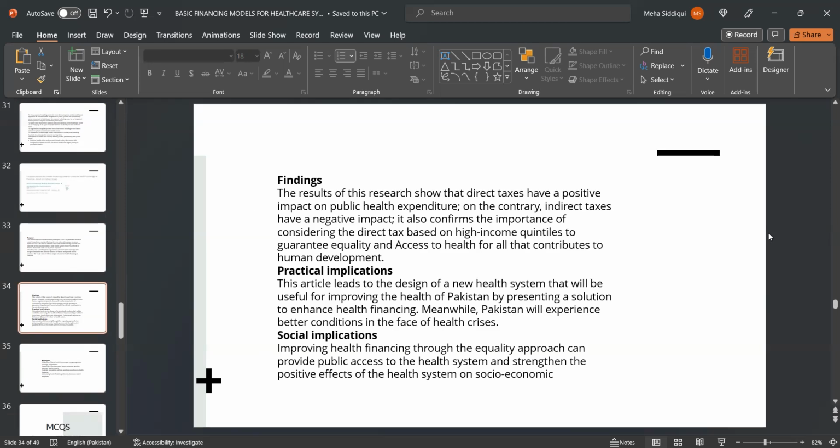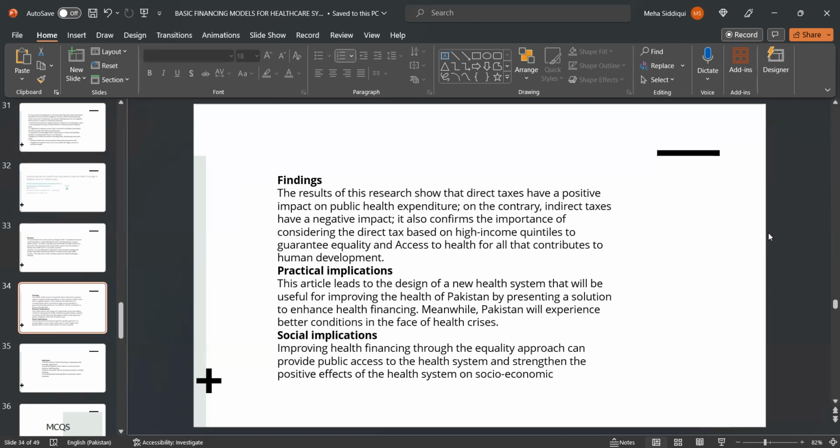Findings of the study: the results of this research show that direct taxes have a positive impact on public health expenditure. On the contrary, indirect taxes have a negative impact. It also confirms the importance of considering the direct tax based on high income quintiles to guarantee equality and access to health for all that contributes to health development. Practical implication: this article leads to the design of a new health system that will be useful for improving the health of Pakistan by presenting a solution to enhance health financing.